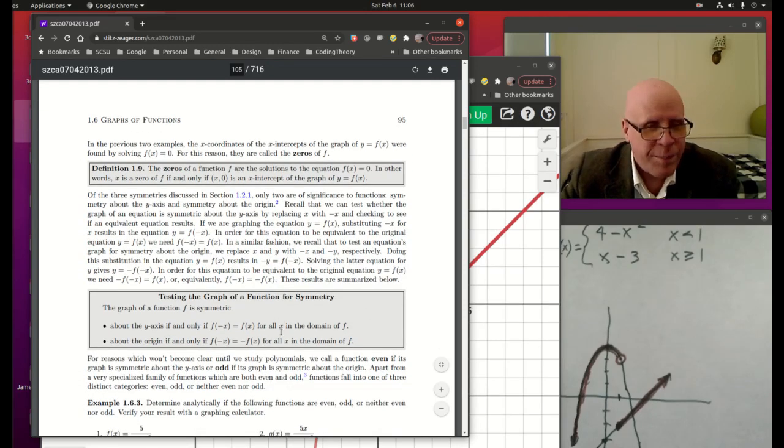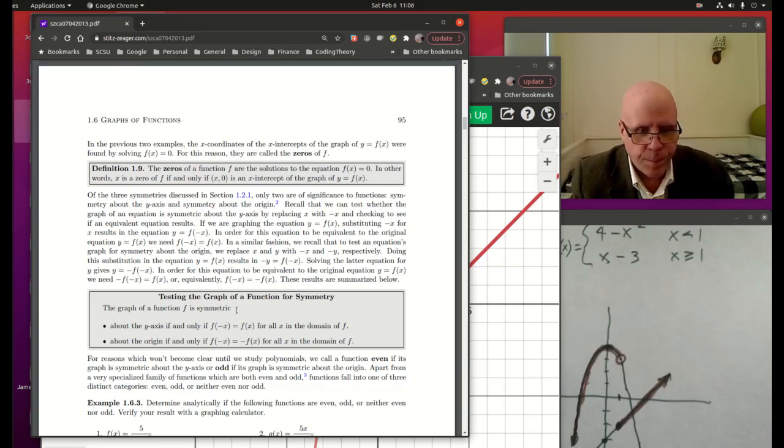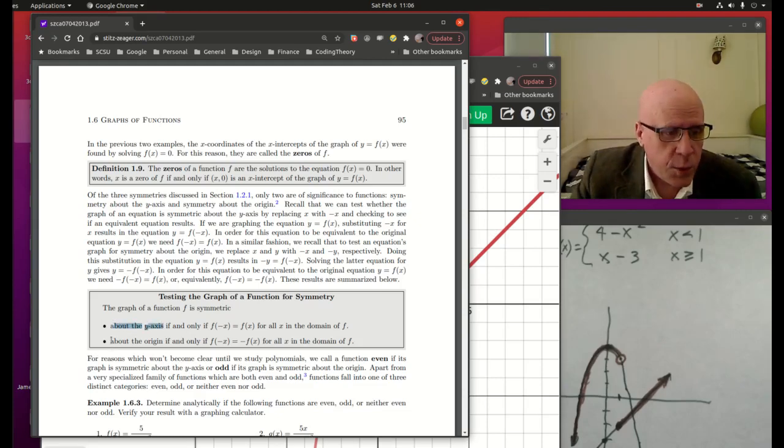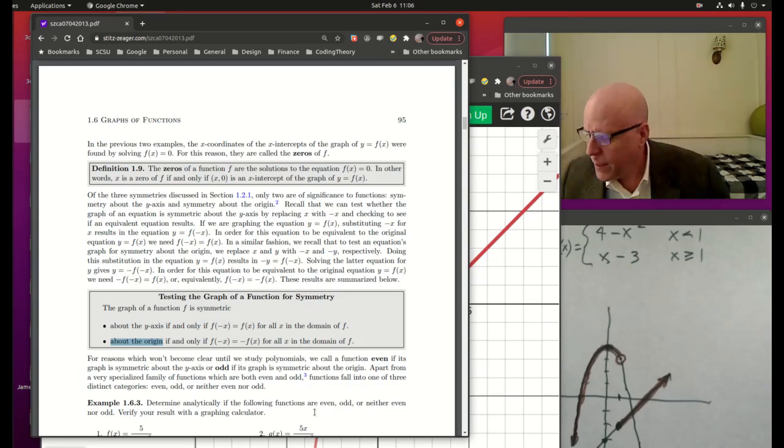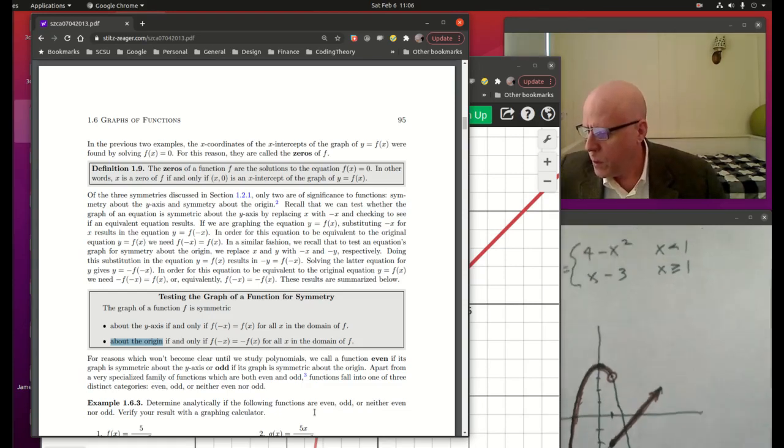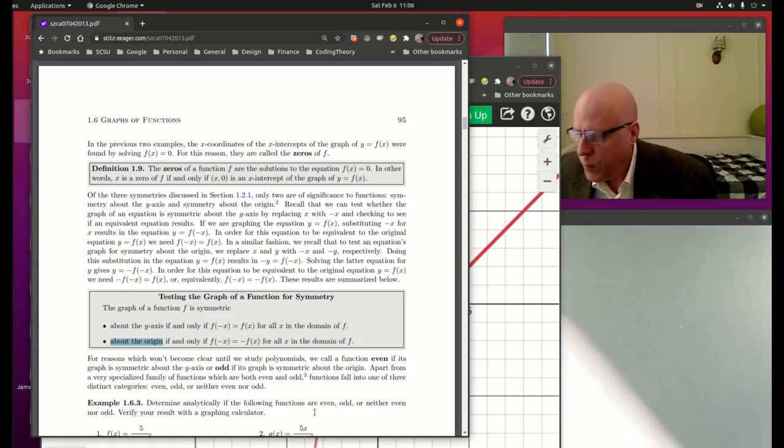The next big box to look at is talking about symmetries on a graph. And you'll notice that they talk about two kinds of symmetries here. There's 2 bullet points in here. Symmetry about the y-axis and symmetry about the origin. So I think that requires a little bit of graphical explanation. They've done it with a formula there, but let's talk about it in terms of a graph.